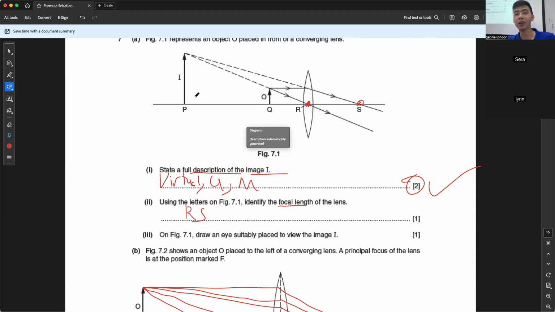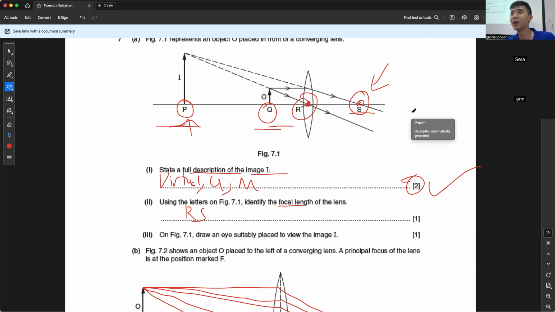Okay, good. Right now, you said PR. This is the middle of the lens, known as optical center. But is this the focal point? No. Where's the focal point? You have three options. Is this the focal point or not? No. Is this a focal point? No. Then how come this is the focal point? How do I know that this is the focal point?